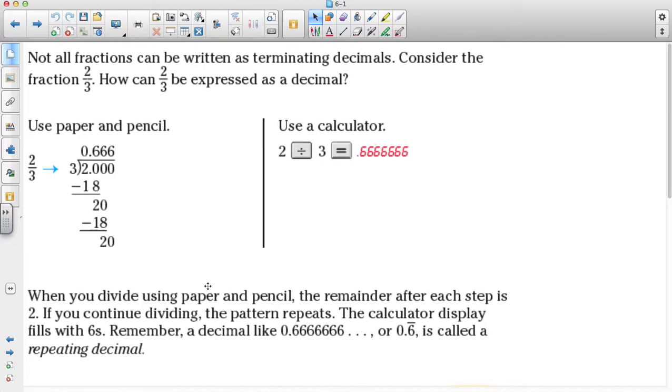If you continue dividing, the pattern repeats, so you have a repeating decimal. So 0.6 is called a repeating decimal. Also remember, I mentioned this to you, how to determine if a fraction is terminating or repeating, so you know right away if you're doing the division wrong or not. Remember that a fraction is terminating when the denominator has prime factors of 2's and 5's. So this is terminating.